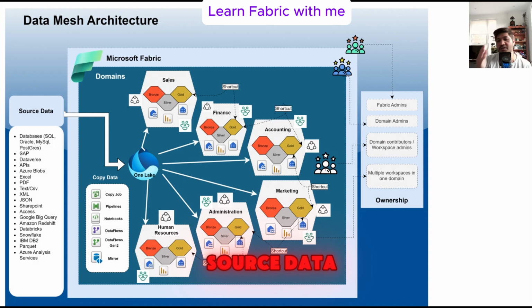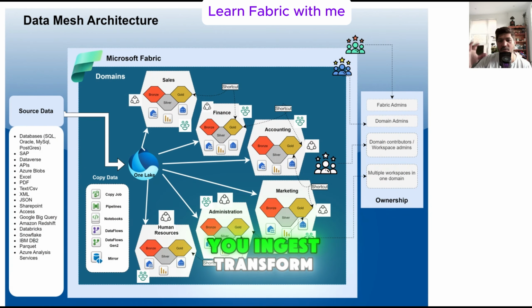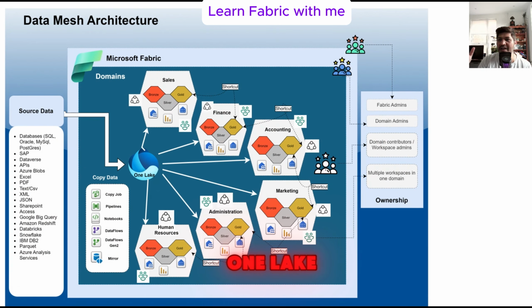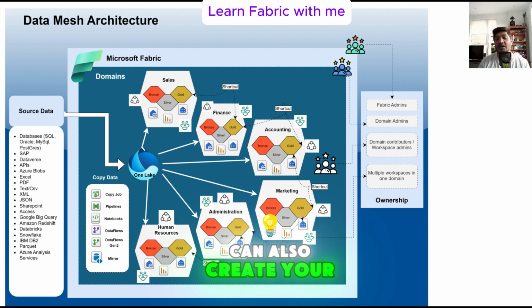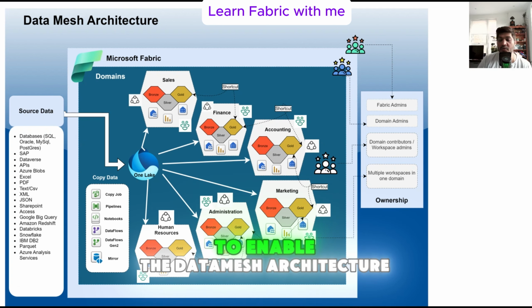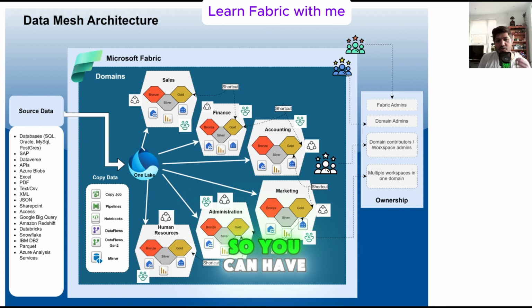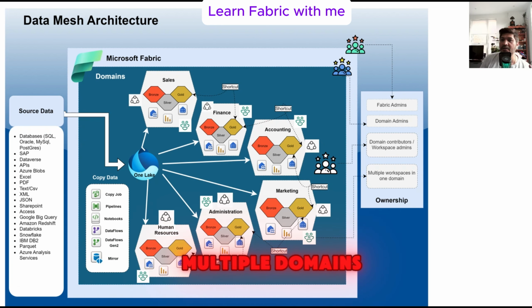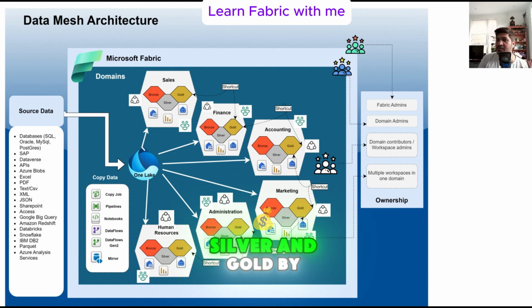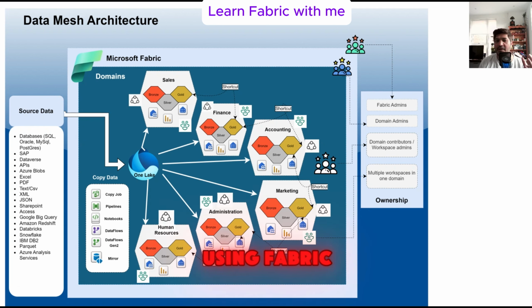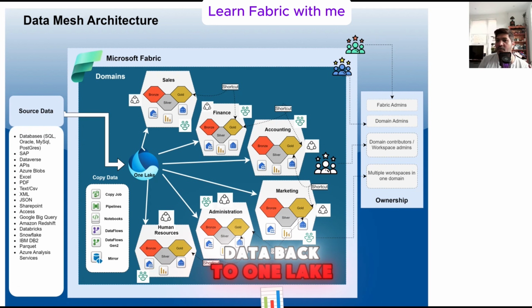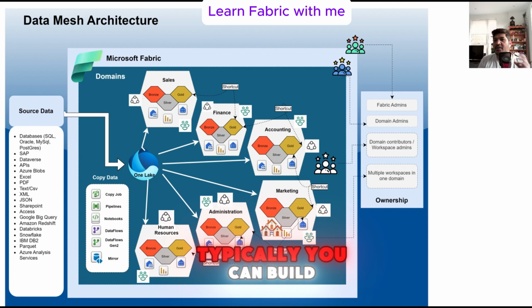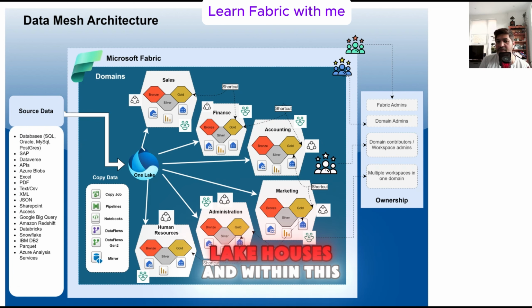So you have source data, as we spoke about in the Fabric architecture. You ingest, transform, and everything gets stored into OneLake. You can use multiple activities like copy jobs, pipelines, and notebooks. Now once you're in OneLake, you can also create your own domains, as we spoke about, to enable the data mesh architecture. You can have multiple domains, and within them you can have your own bronze, silver, and gold by using Fabric, which you can push data back to OneLake. And this is where typically you can build your reports and your lakehouses.